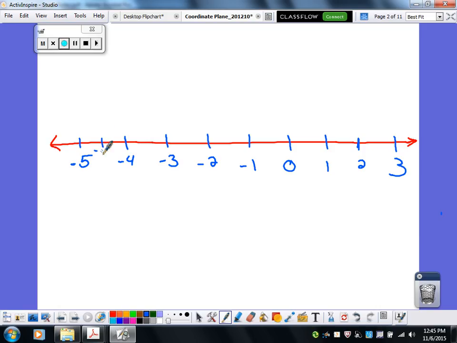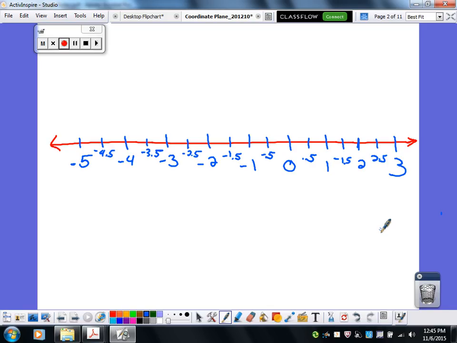Yeah. How about here? How about -4.5? How about -3.5? -2.5? How about -1.5? How about -0.5? How about 0.5? How about 1.5? All right, are these values in between -5 and 3 as well? There's an infinite amount of numbers in between 0 and 1. So that's a good observation.